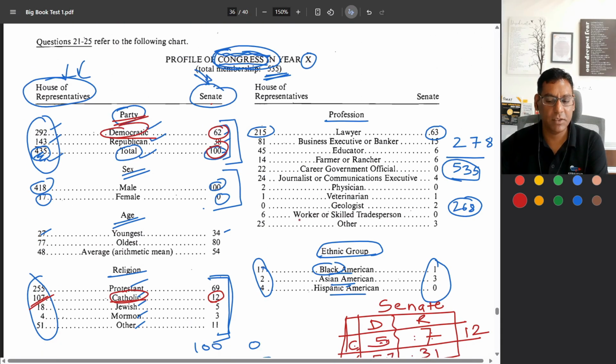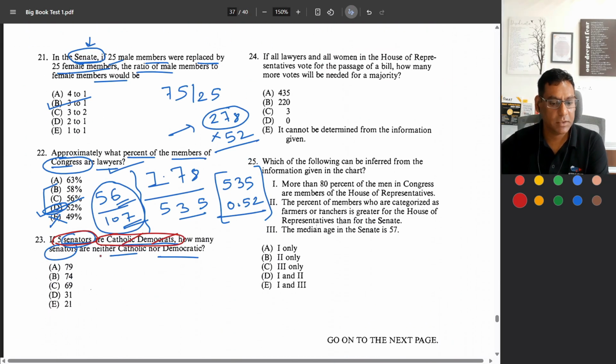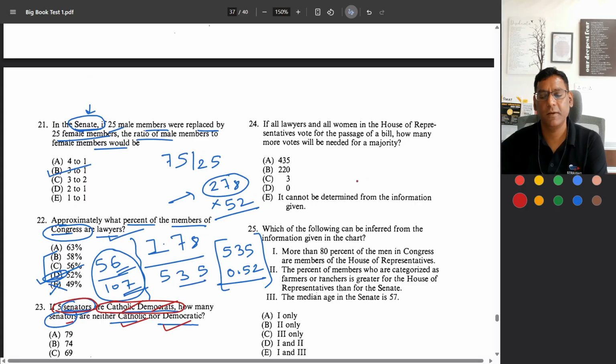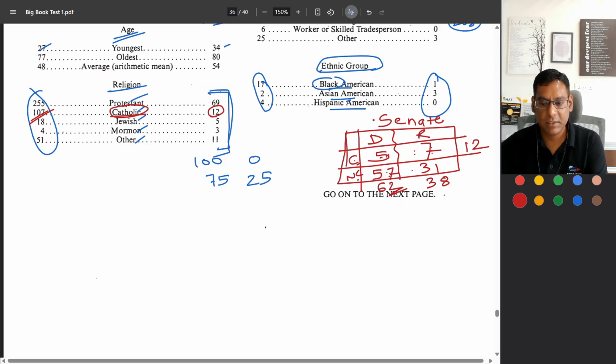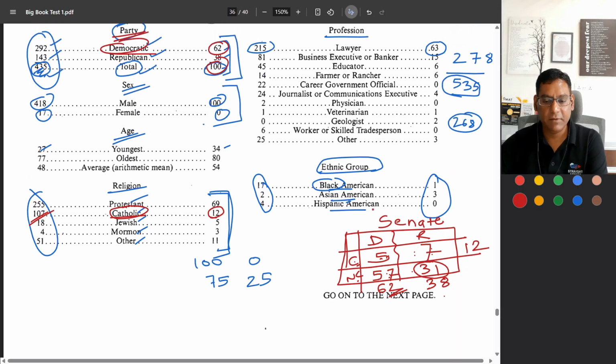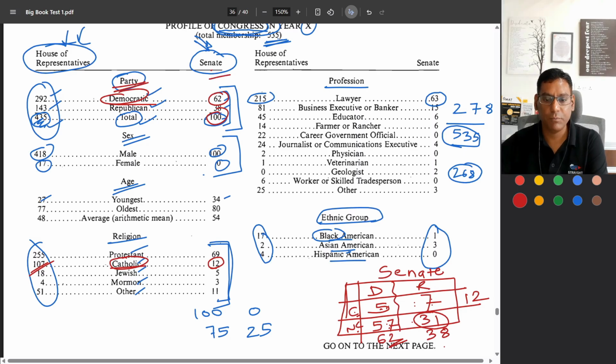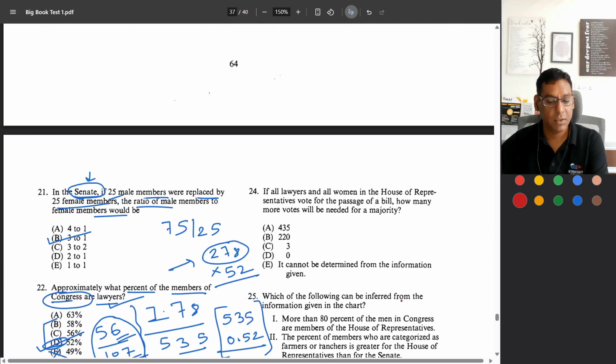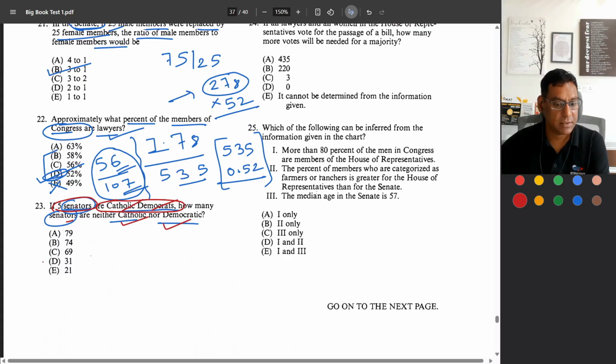Okay. Now let's look at the question. The question is, the 5 senators are Catholic Democrats. How many senators are neither Catholic nor Democrats? Okay. I don't want the Democrats here. That means not this. I don't want Catholics also. Neither Catholic nor Democrats are 31. Okay. See, this 31 figure is very difficult to see from these numbers. Unless you draw the diagram, you will not be able to see the 31. Right. So the 31 is the answer. The answer has to be D.